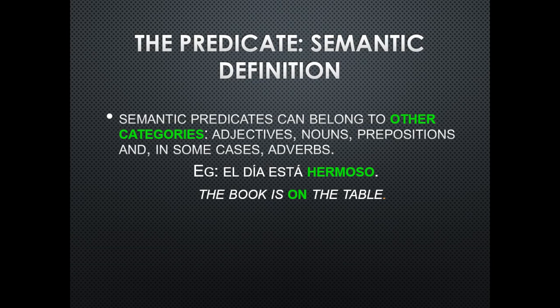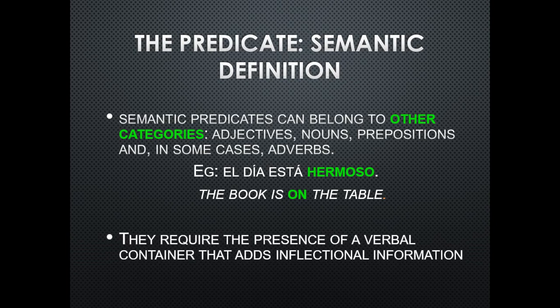The same happens with "the book is on the table." The predicate is the preposition "on," which requires something to be located over something, over a place, whatever you name it, okay? And again, we have the verb "to be," which is not a referring expression and is not a predicate either. So what happens here? Given that these predicates belong to other categories, they do not show inflections. So they require the presence of a verbal container that adds this inflectional information. And that's the role of the verb "to be," and in Spanish, "ser" or "estar," right? They are a mere container for the non-verbal predicate. They add the inflectional information that is required in the sentence.